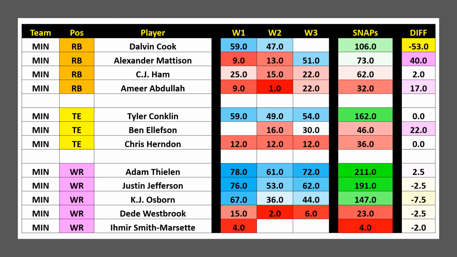Conklin, clearly the number 1 tight end. Nothing really excites me there. Thielen, Jefferson, Osborne has been there as number 3. All I can say, you pick him up as somebody to play in a streaming situation, or if Thielen or Jefferson is injured for a week or so. So don't throw him away necessarily.